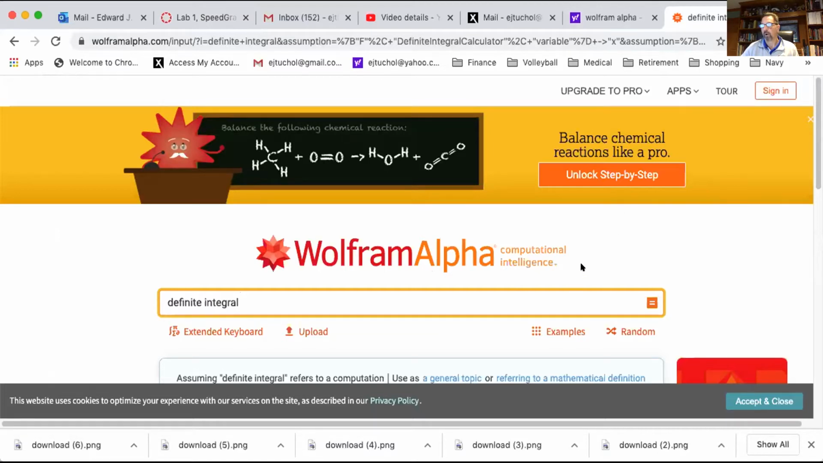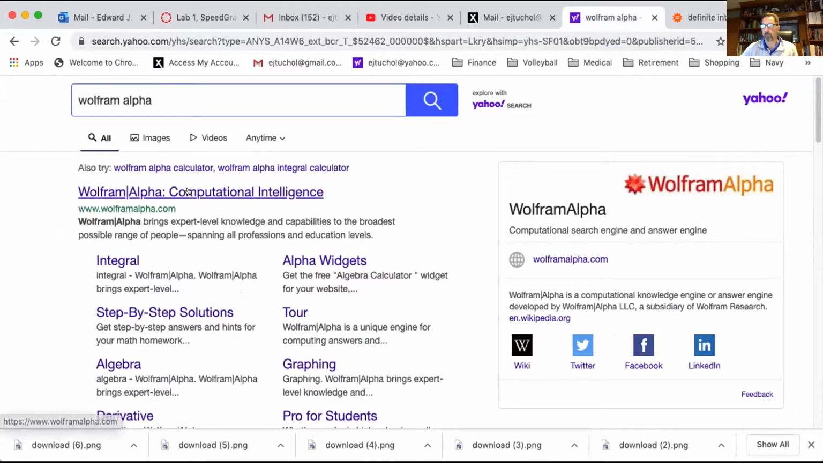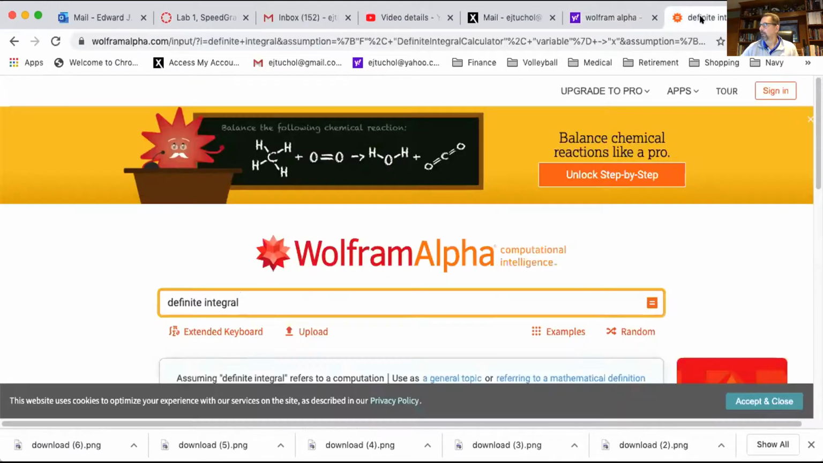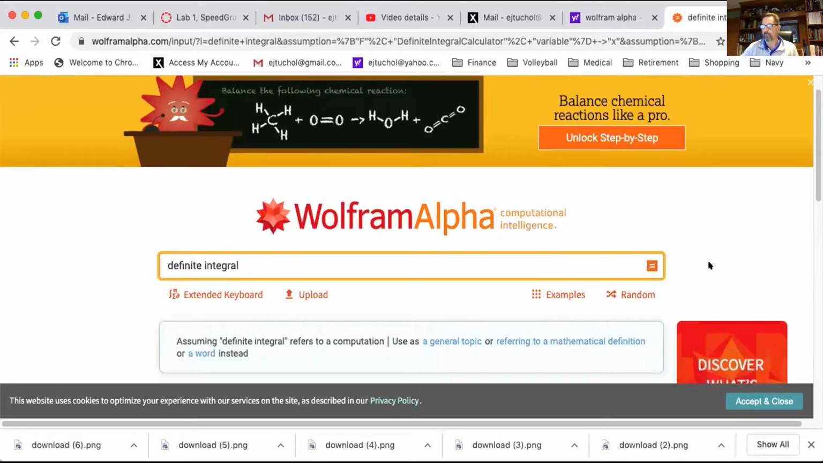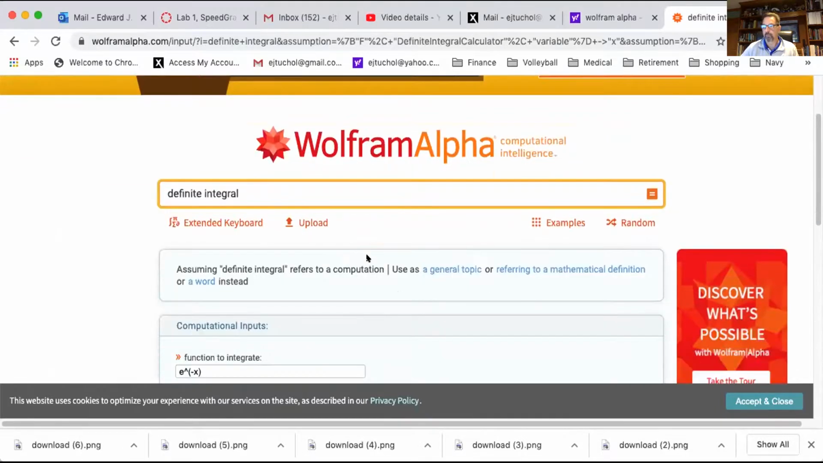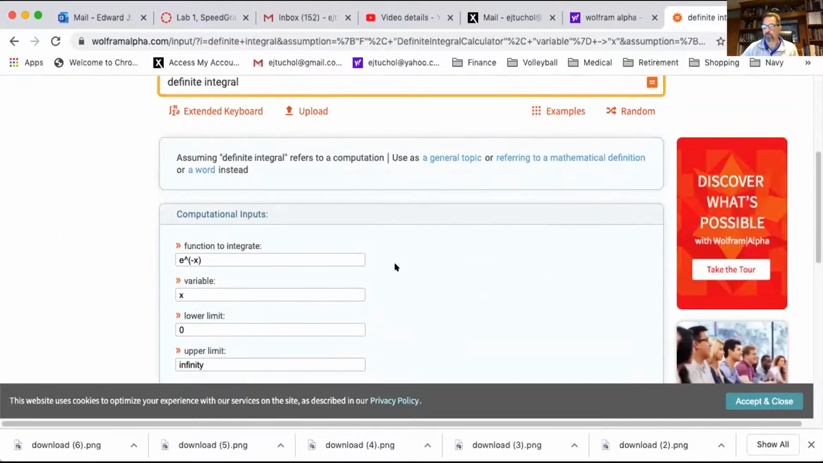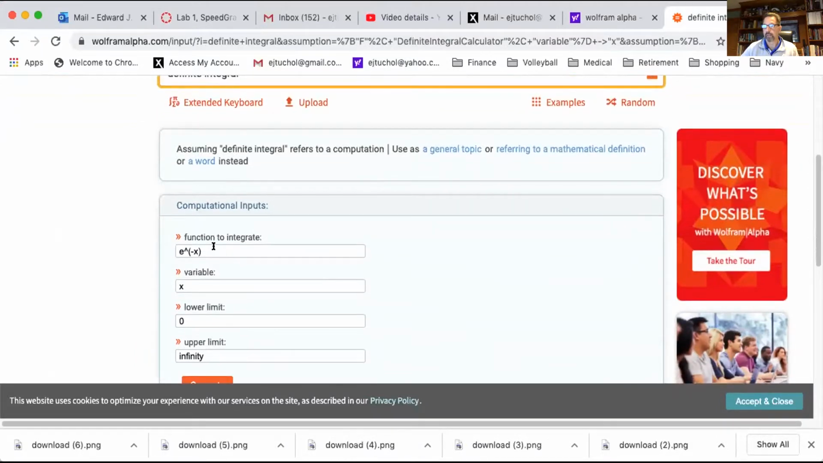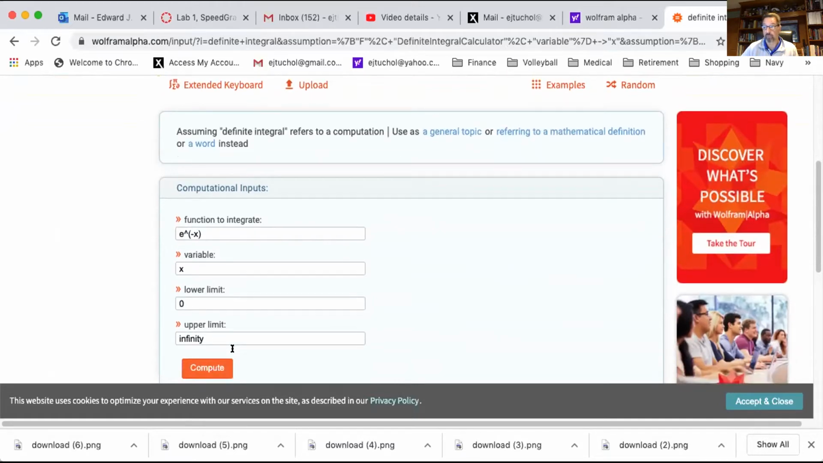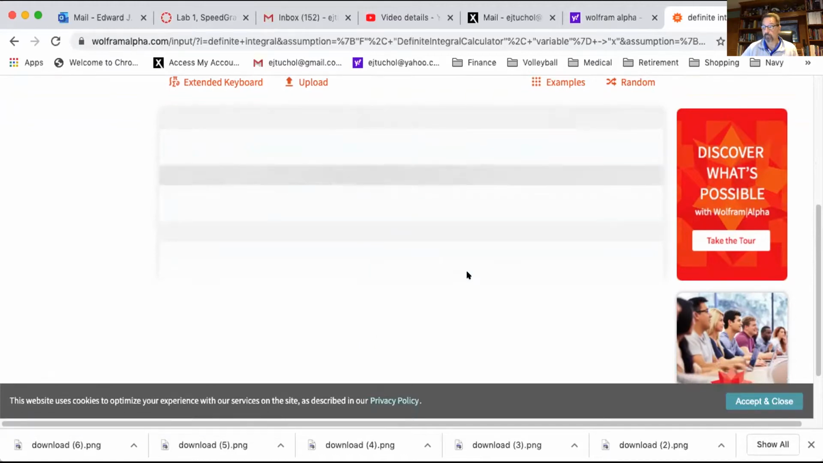Wolfram Alpha is a powerful tool, I think, to help you do math. And what I did is I just searched for it. Wolfram Alpha, it will come right up. And I've got it set up. It'll do all kinds of calculus problems for you. I'm going to show you a definite integral first. And so you can see if you want to integrate this function for x over dx basically, from 0 to infinity, hit compute.